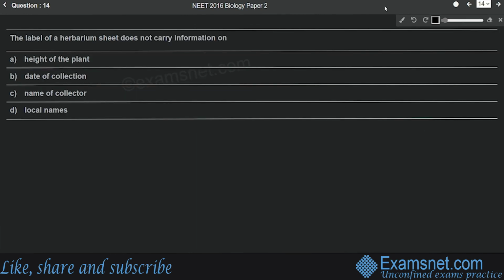Question number 14 is from the chapter The Living World, and the question is: the label of herbarium sheet does not carry information on. The options are height of the plant, date of collection, name of collector, and local names. The correct answer is height of the plant because the other things are mentioned in the herbarium sheet.